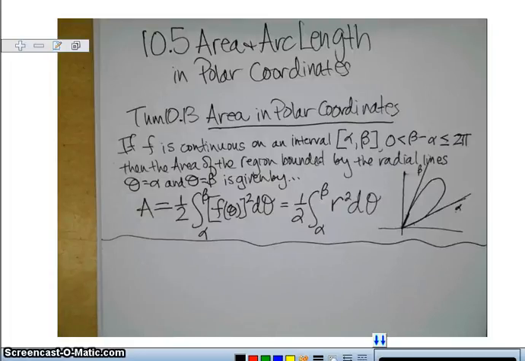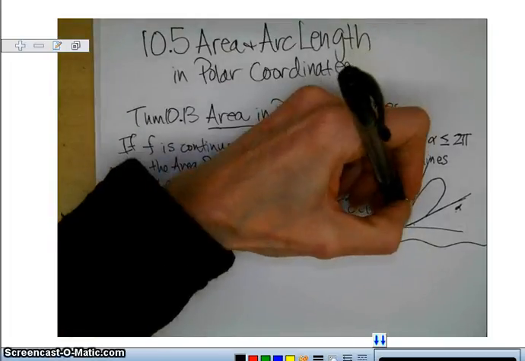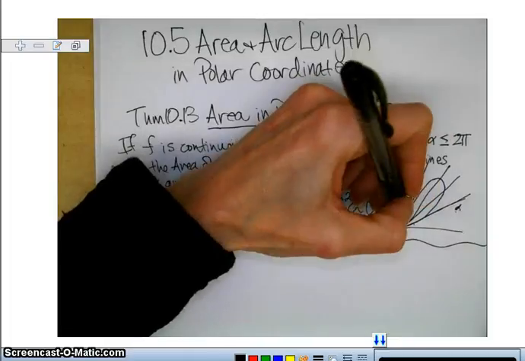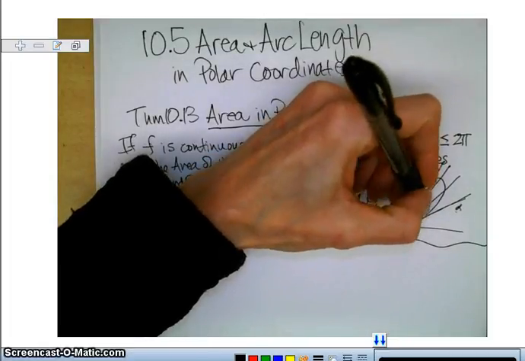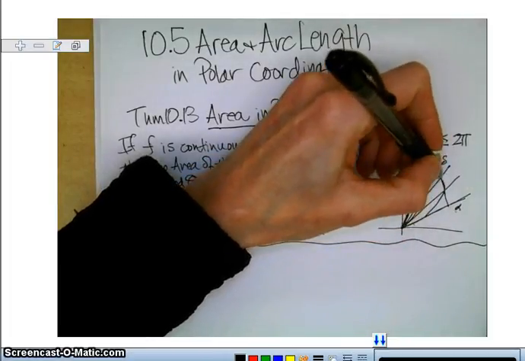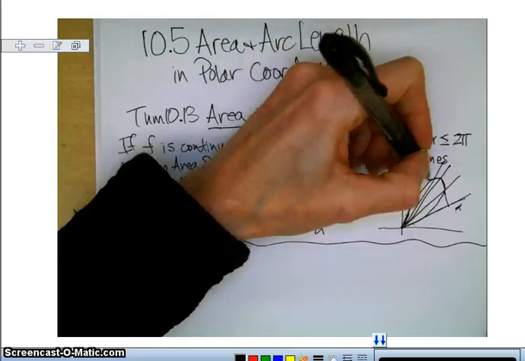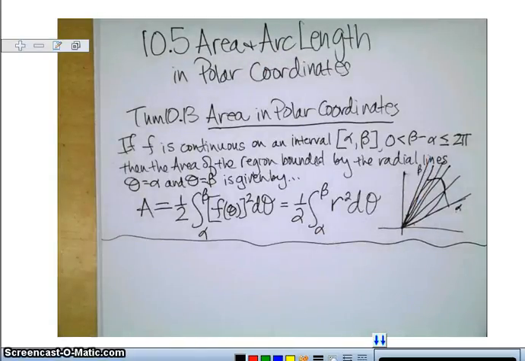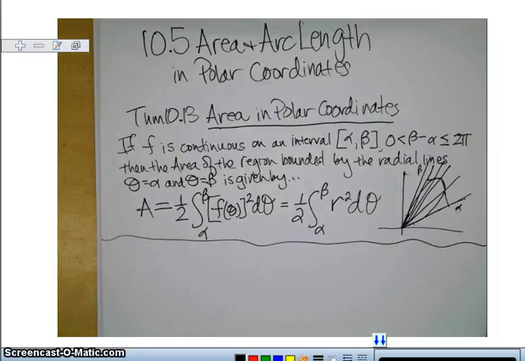The idea here is we're basically splitting it up into a bunch of little radial lines, and we're just finding the area. It's kind of like estimating a bunch of these little pieces of a pie. Instead of adding up rectangles like we did, this formula is based on adding up slices of a pie, since we're dealing in a circular coordinate system.